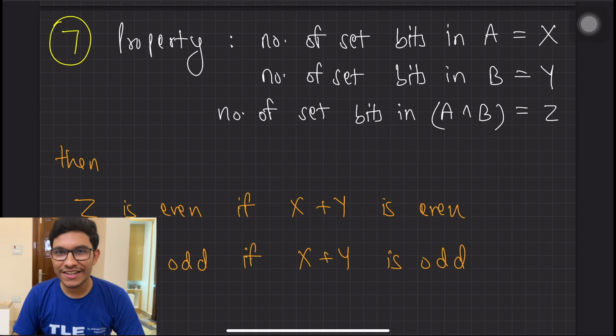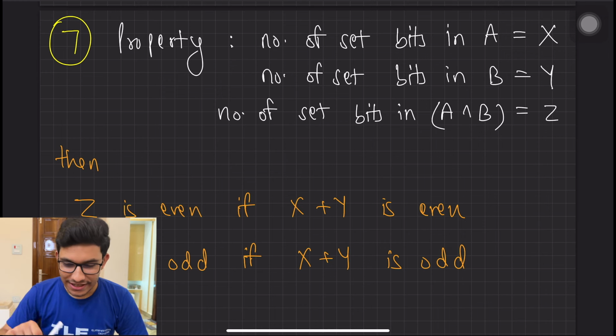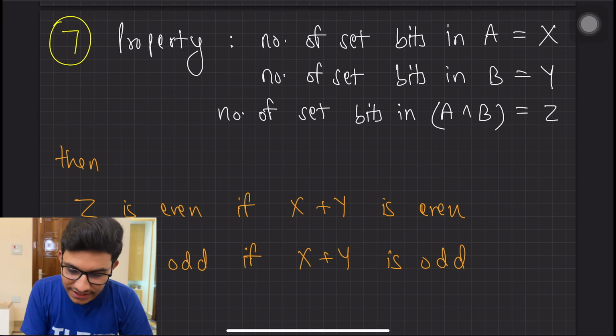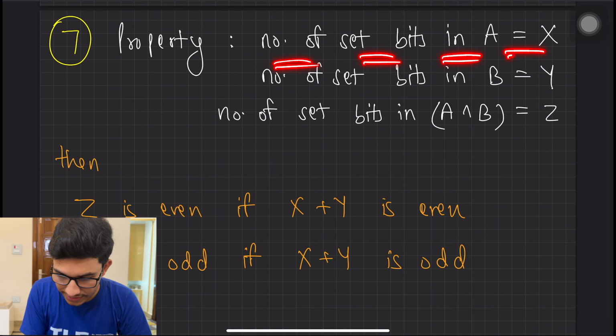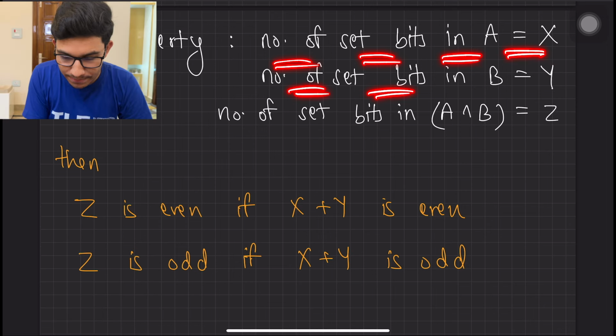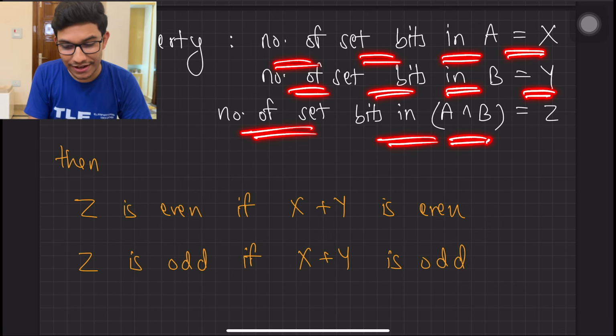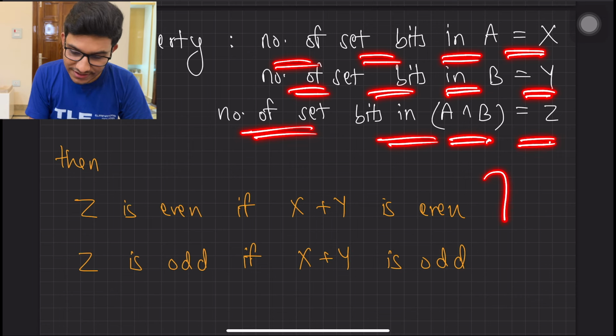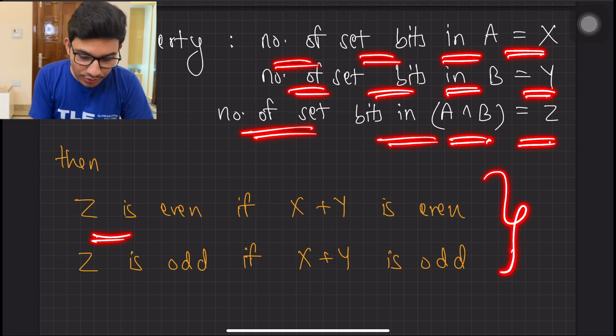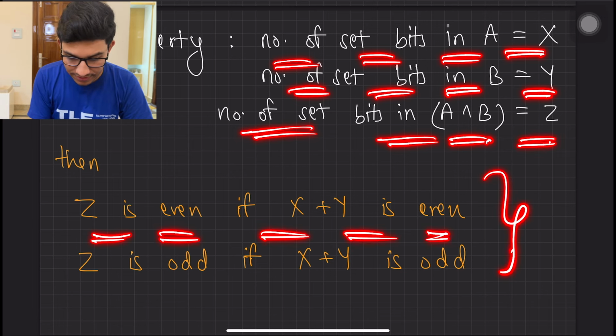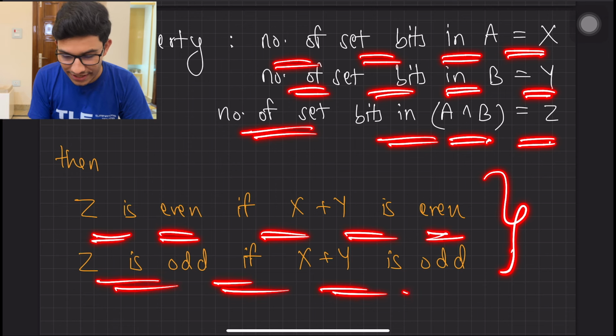Okay, so the seventh trick is not really a trick, but it is a property which is very, very useful in a lot of CP problems. And it goes like this. Let's suppose I tell you that the number of set bits in A is equal to X, and the number of set bits in B is equal to Y, then the number of set bits in A XOR B, if it is equal to Z, then this condition holds: Z is going to be even if X plus Y is even, and Z is going to be odd if X plus Y is odd.